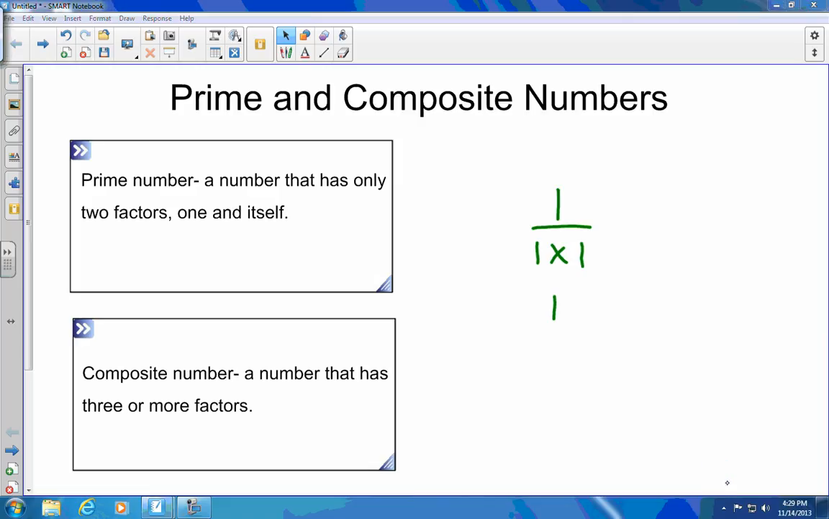So that might help you going through. So there's just a little bit right there on prime and composite.